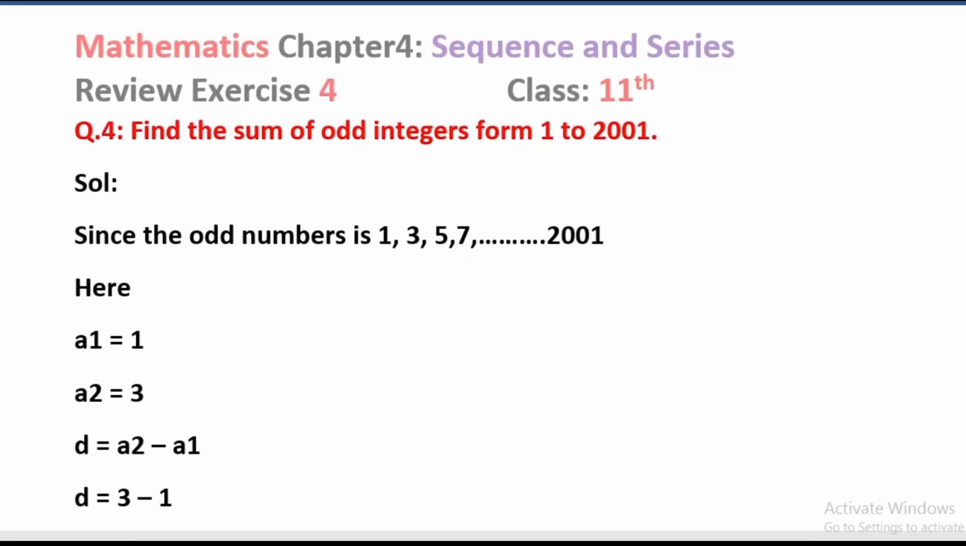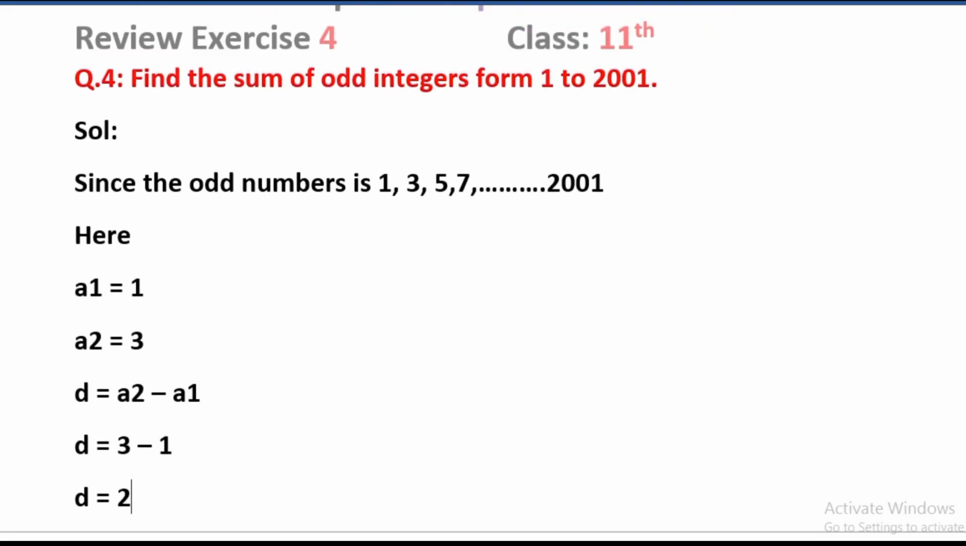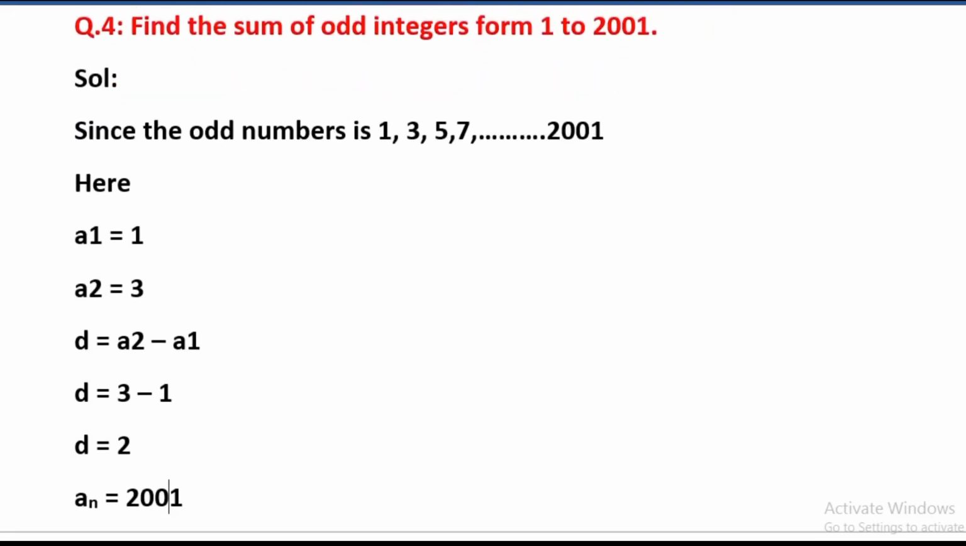Since the odd numbers are 1 to 2001, that is first 1, second 3, third 5 and fourth 7, up to and so on 2001. Here the first term, that is a1, is equal to 1, the second term a2 is equal to 3, and d is the common difference between a1 and a2, so 3 minus 1 is equal to 2. Common difference is equal to 2. So the last term, that is an, is equal to 2001.